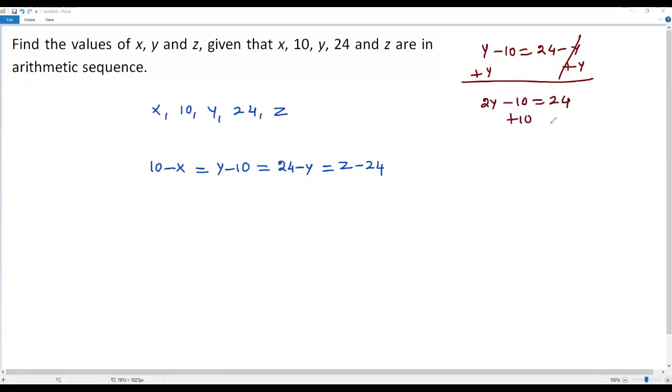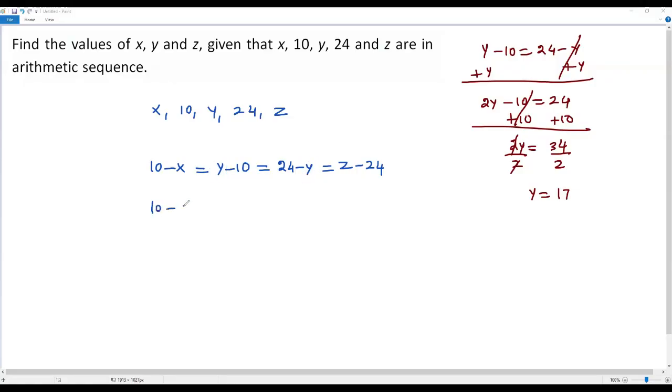Now let me add 10 to both sides. Negative 10 and positive 10 will cancel out. 2y equals 34. Let me divide both sides by 2. Then this 2 will cancel out. I'm getting y equals 34 divided by 2, which is 17. Now I got the value of y, that is 17. Let me plug in 17 for y over here and here.